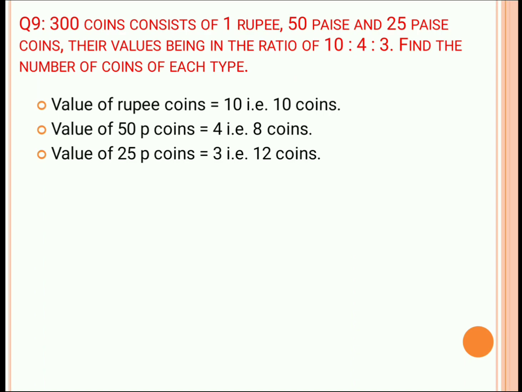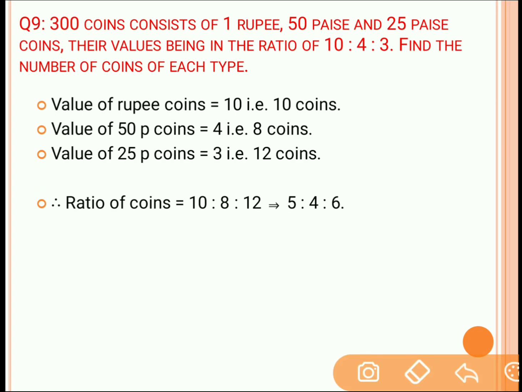So the number of these coins will be in the ratio of 10 is to 8 is to 12. From this ratio, we have to take out 2 as a common factor. So the ratio of the number of coins will be 5 is to 4 is to 6. Now we know that there are 300 coins in total. So 1 rupee coins are in multiple of 5, 50 paisa coins are in multiple of 4, and 25 paisa coins are in multiple of 6.